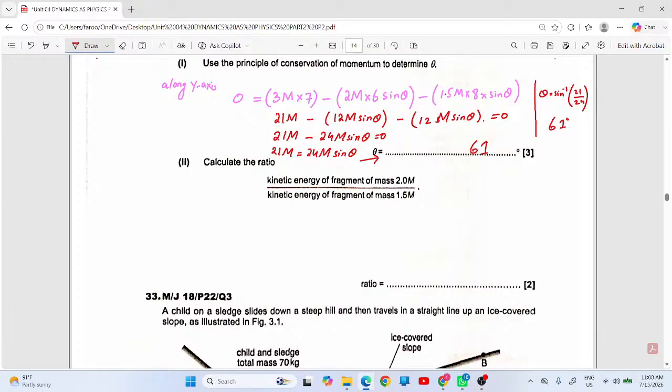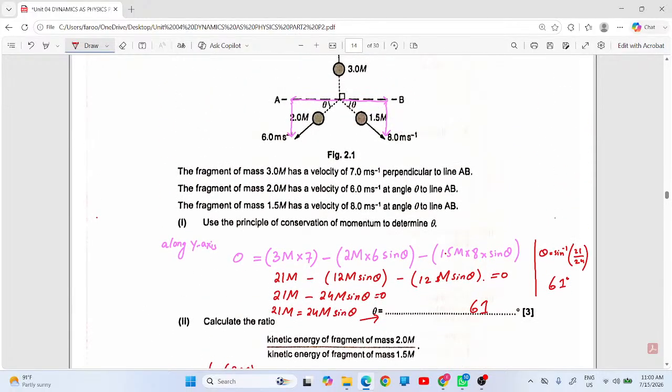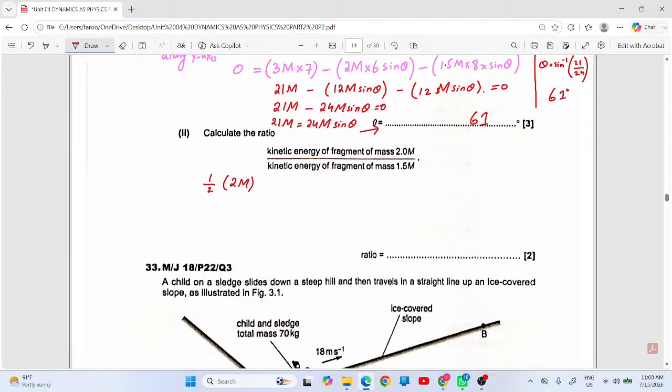Question number 32: calculate the ratio of the kinetic energy of the fragments. What is the formula for kinetic energy? The formula is half m v squared. Its mass is m and velocity is 6, divided by the kinetic energy of the other fragment, whose mass is 1.5 m and velocity is 8.